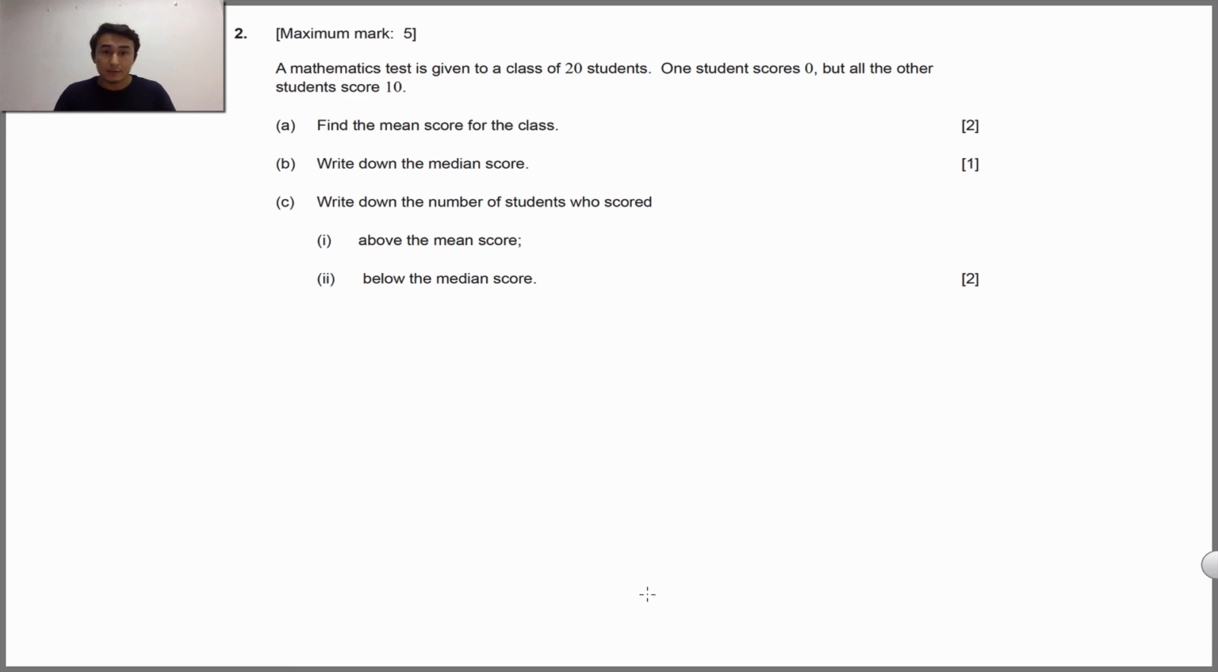A mathematics test score was given to a class of 20 students. One student scored 0 points and the others scored 10 points. So part A, let's find the mean score. Now the mean score is the sum of all the scores divided by 20 students. So one student got 0, poor boy. Plus, how many students? 19 students got 10 points, so we have 10 times 19. And then 10 times 19 is 190, divided by 20 is 9.5, the mean score.